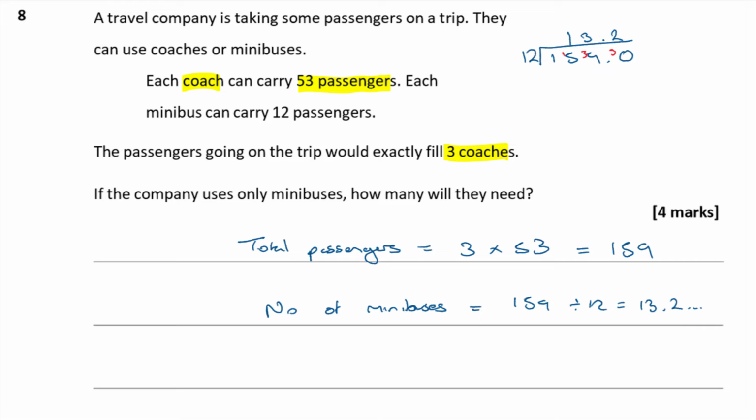And so I know that I need 14 minibuses then, because I can't have 13, because those extra passengers are not going to fit inside. Okay, so 14 minibuses are required.